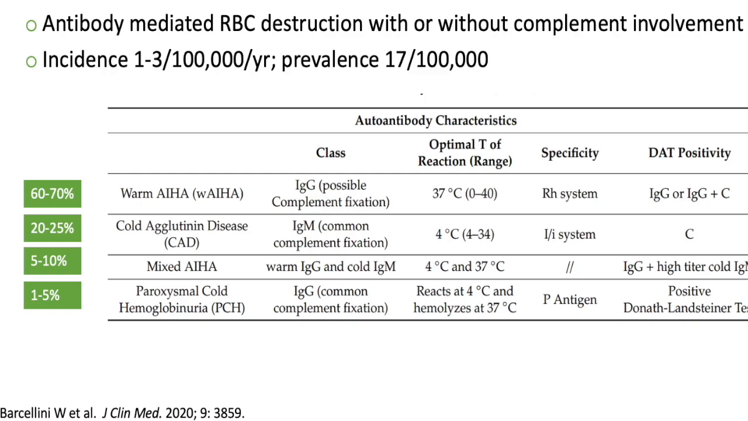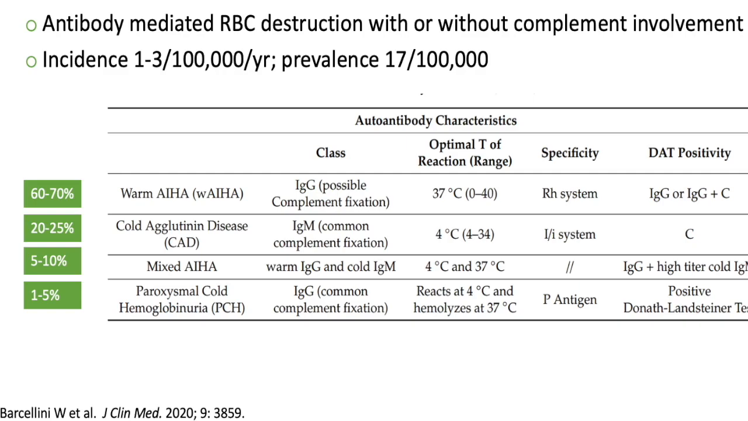Warm autoimmune hemolytic anemia is the most common form and is seen in 60 to 70% of cases. The pathogenic antibody is IgG with possible complement fixation depending on the subtype of the antibody. The optimal temperature of reaction in warm autoimmune hemolytic anemia is core body temperature, which is 37 degrees centigrade. The antibodies are generally reacting against the Rh system, and the direct antiglobulin test is generally positive for IgG, or IgG with complement if there was complement fixation.